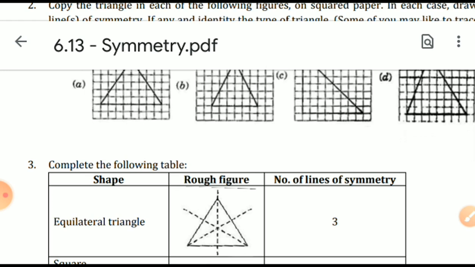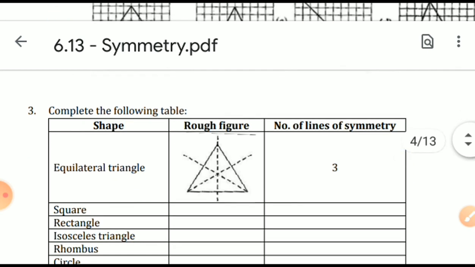Next question is here. Complete the following table. Shapes are given, a rough figure is given, and the number of lines of symmetry is to be given. Equilateral triangle. What is an equilateral triangle, beta? A triangle whose all 3 sides are equal in length is called an equilateral triangle. Easy? Yes. So for the equilateral triangle, you also have to draw the rough figure and show 3 lines of symmetry. What about a square? Just try and draw it. We will see it afterwards.